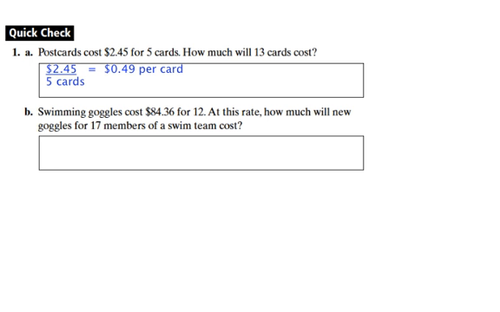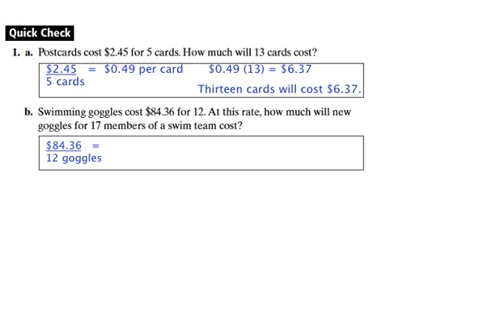So now I know that I can take 49 cents times 13 cards to get my cost for the 13 cards. 49 cents times 13 is $6.37. So 13 cards will cost $6.37. Try 1B on your own, pause the video, try to work it out, then start the video again to check your work.